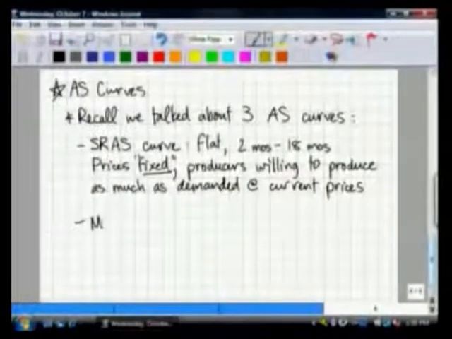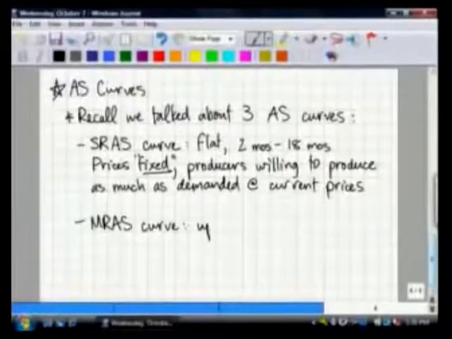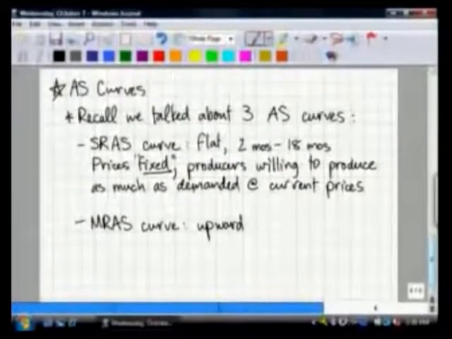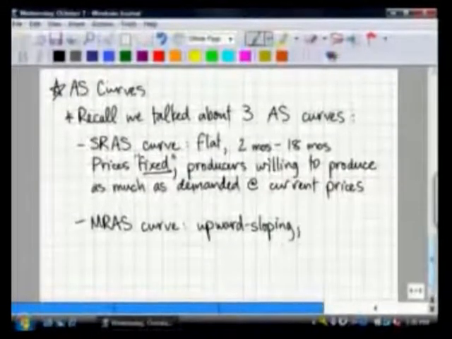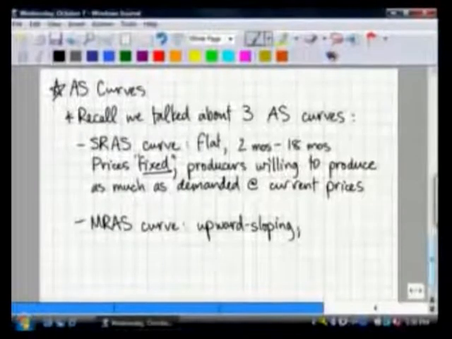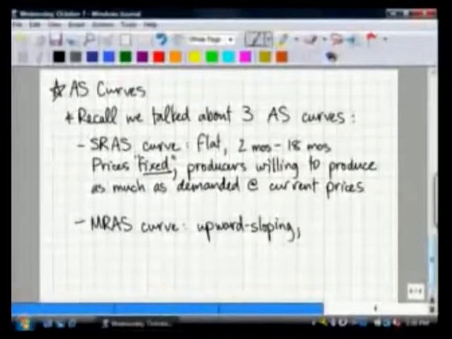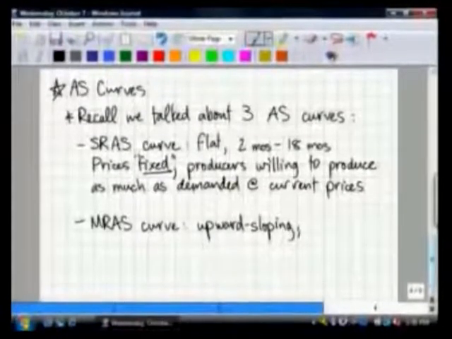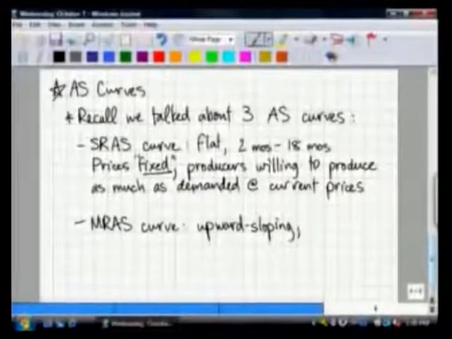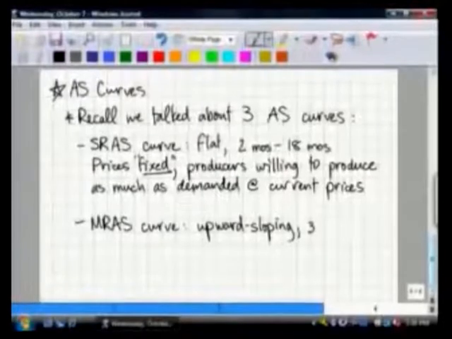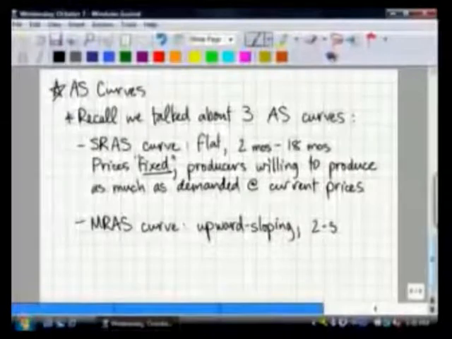Then we went to the medium run aggregate supply curve. This is the upward sloping one, the one that we said actually looks like a supply curve. And this is really our supply curve for a business cycle horizon. Remember we talked about business cycles lasting somewhere around 3 to 5 years. So when we think about shifting around the medium run aggregate supply curve, we're thinking about the changes taking place over that long of a horizon to actually work their way through the system. So it takes over from where the short run aggregate supply curve leaves off. So it's kind of 2 to 5 years.